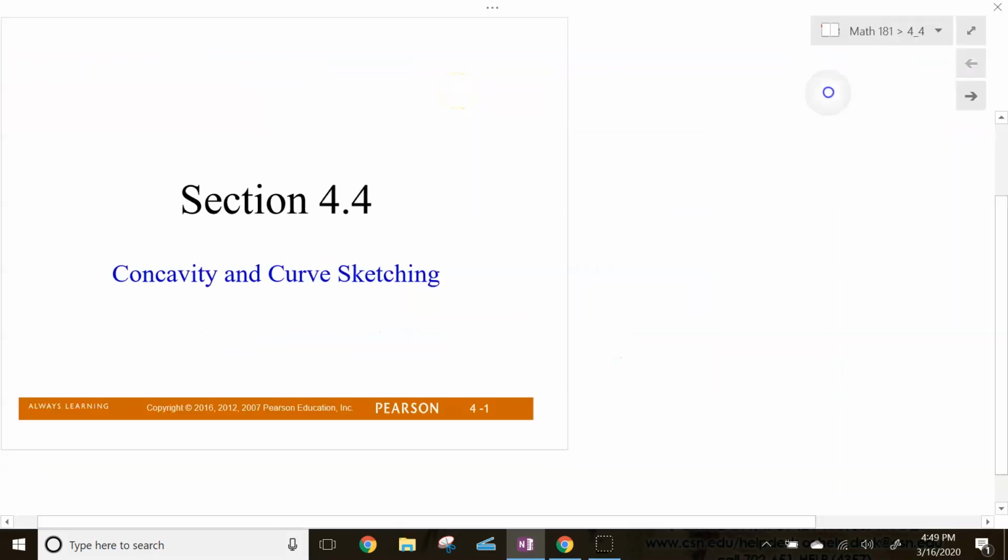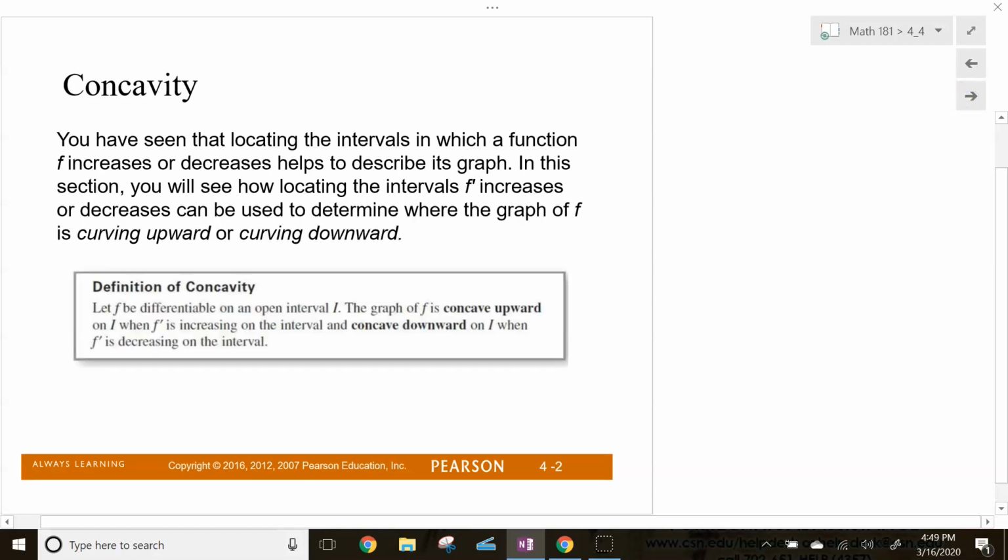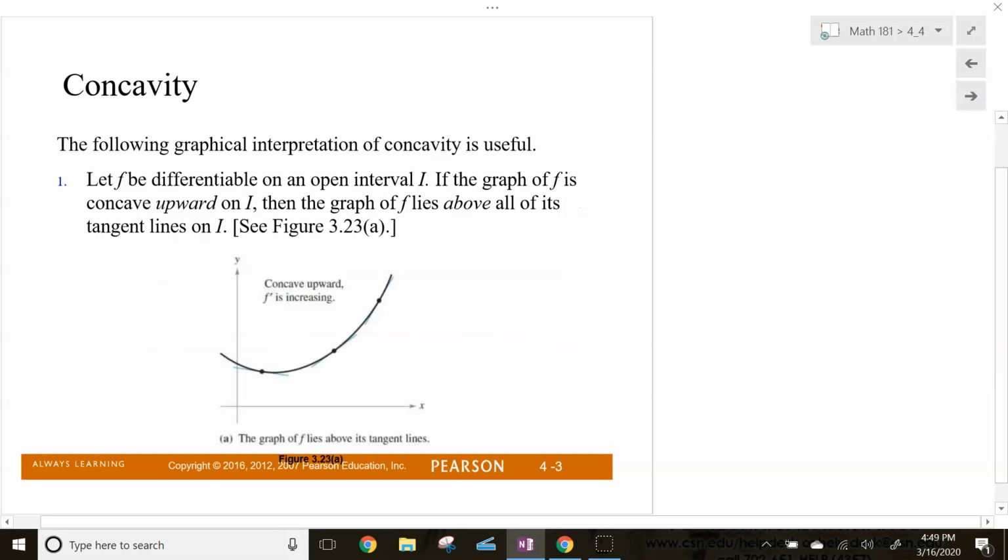We'll get started. We're going to talk about concavity and curve sketching in this section. First of all, concavity means you've got your definition there. If a graph is concave up on an interval, then f prime is increasing on that interval. And we'll talk about concave down as well. Let me give you a picture here, for example.